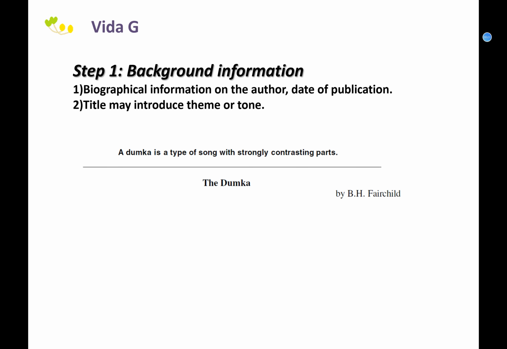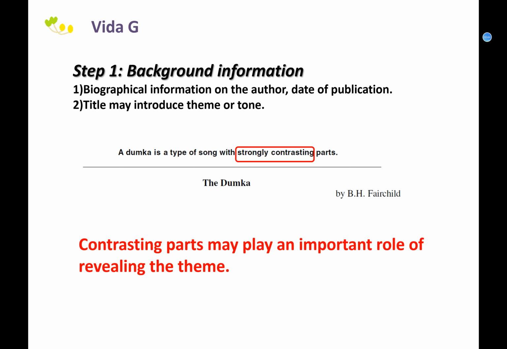Step 1. Background information. Check the biographic information on the author and date of publication. And the title. The title may introduce theme or tone. In this case, a damka is a type of song with strongly contrasting parts, which means contrasting parts may play an important role in revealing the theme.